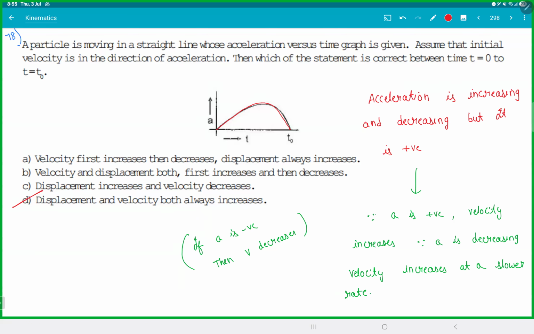All got this? So be careful with that. A increasing or decreasing has nothing to do with velocity. Velocity will always increase. Are you clear with this?